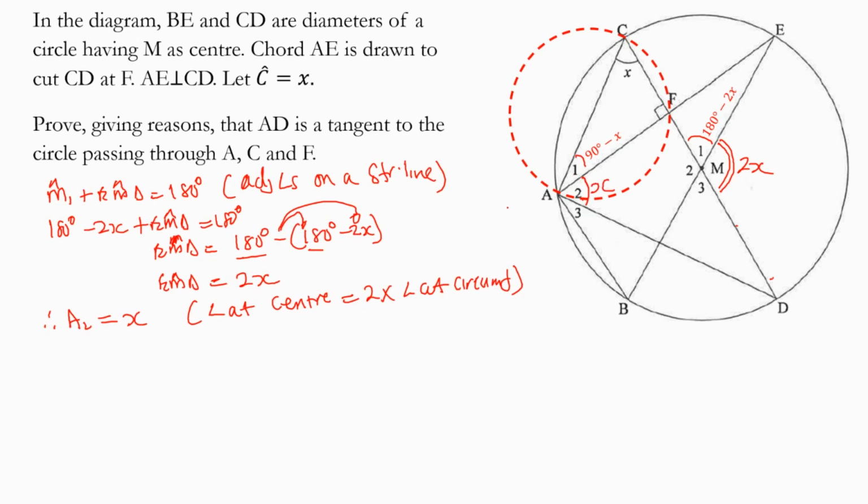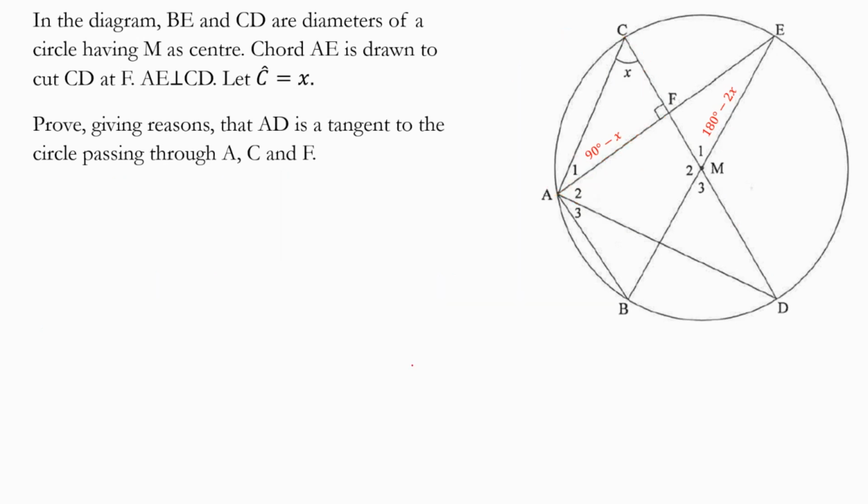So this angle A2 is equal to x, and this angle is x. This is our chord here, and this line is going to be the tangent, because angle A2 is equal to angle C. So we can say angle A2 is equal to angle C is equal to angle X. Therefore AD is a tangent. Why? Converse tan chord theorem.